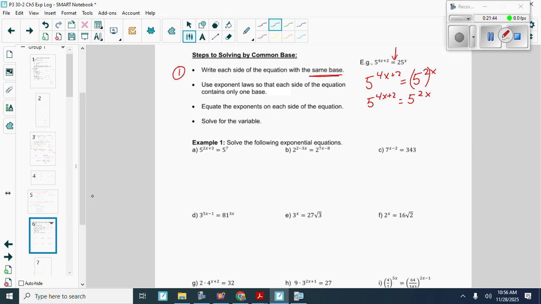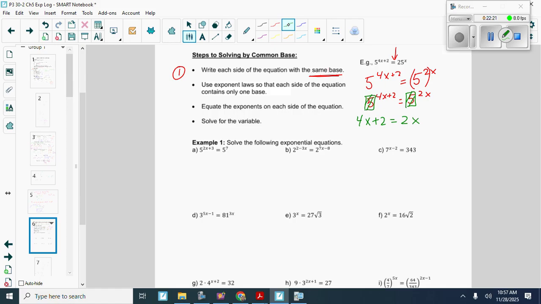So guys, here's the thing. Just like when we did common denominators with rationals, and once we got the common denominator, we said, thank you very much for doing your job. So once we have the same base, now the exponents are the things that are going to be equal to each other. So we're going to have 4x plus 2 is equal to 2x.